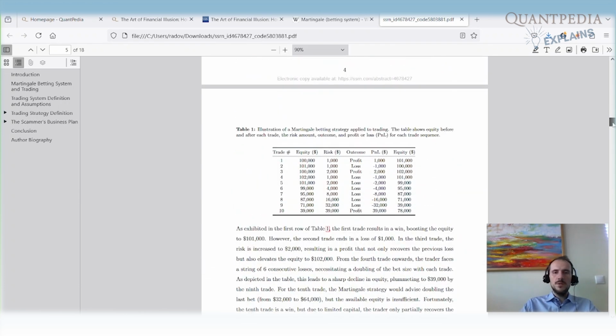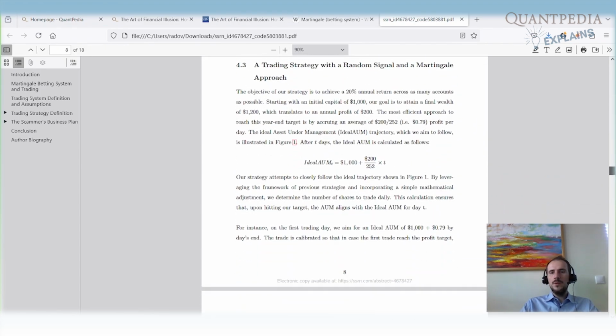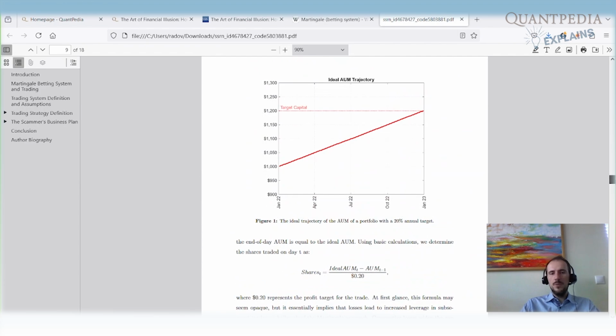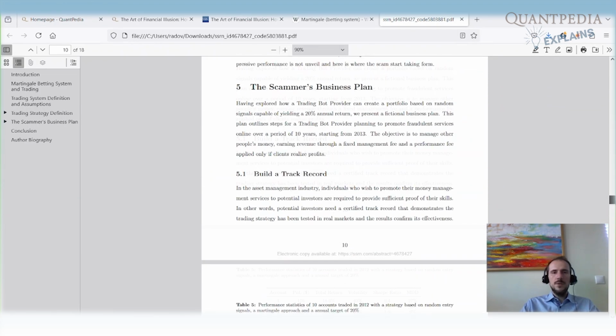So what is their business plan? Their business plan is simple. Of course, when we run the Martingale, there is a very high probability that sooner or later our account will go bankrupt. But let's imagine that you are the scammer and you would like to build an out-of-sample trading track record. You want to have one year of trading performance with a 20% annual return. How do you build a track record with the Martingale?